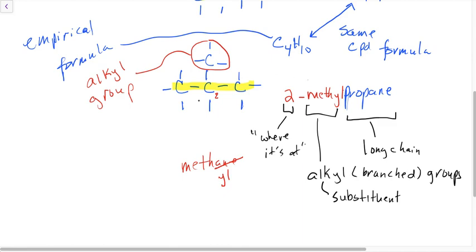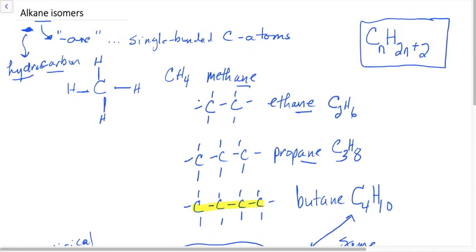Okay, so that's the quick introductory lesson on isomers, and we'll have a more in-depth one in the next video. Hope you enjoyed this. Hope this helps.